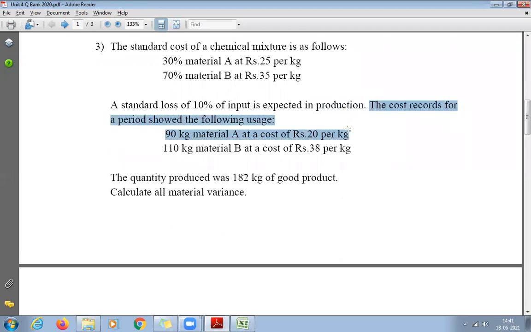Usage is also another word for actual. Record and usage are both given here. You have to read the full sentence, not one or two words. The records of the following period showed the following usage, so usage is done so much. That means it is actual. So when the words record and usage are given, that is actual. Got it? Yes, sir.